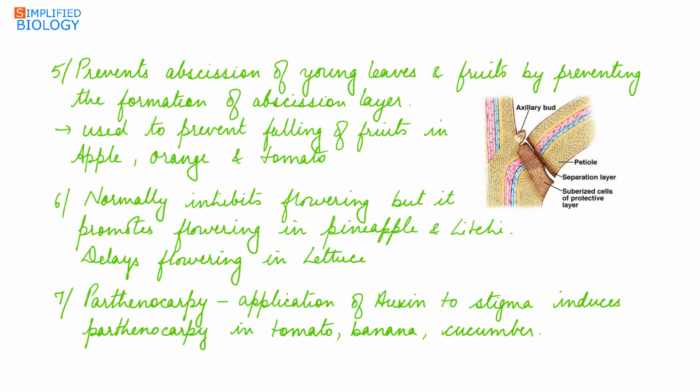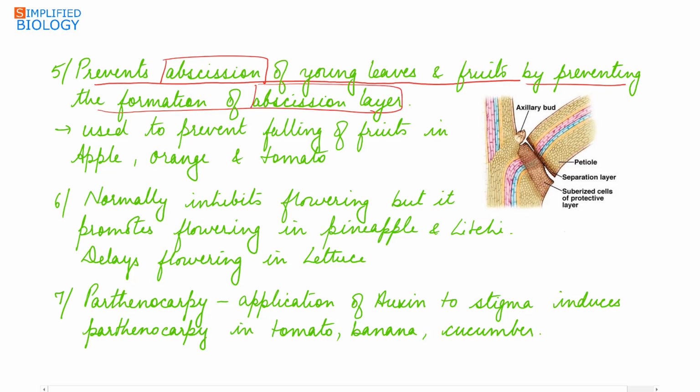Next, it prevents abscission of young leaves and fruits by preventing the formation of abscission layer. Abscission means falling off of young leaves and fruits. Abscission layer is a separation layer formed at the base of the petiole, after which falling of leaves and fruits occurs. Now, this is prevented by auxin, and this is used to prevent falling off of fruits in apple, orange and tomato.